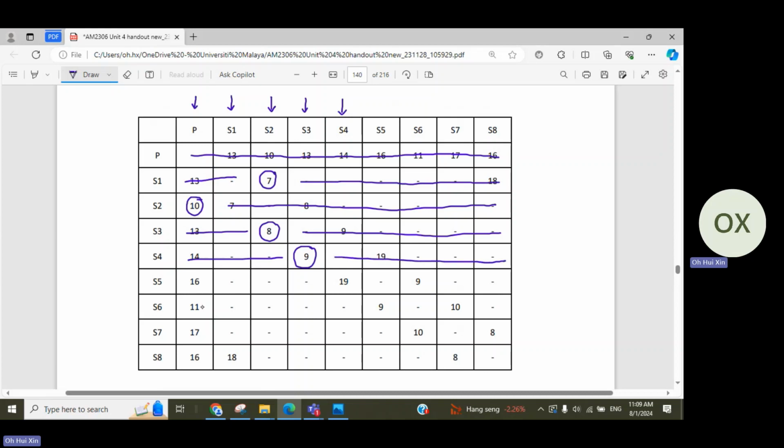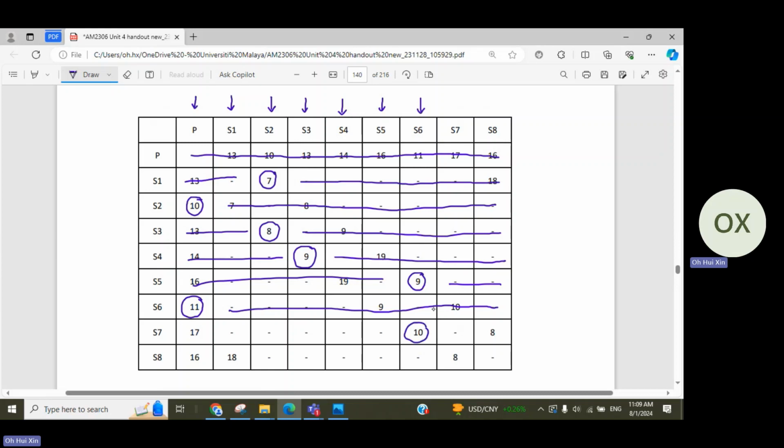Comparing 16, 11, 17, 16, 18, and also 19, the smallest number is 11. 11 brings us to S6. So arrow at S6, then strike off everything for S6. So you are comparing 16, 17, 16, 18, 19, and also 9 and 10 here. Everything that you have put the arrow on, you need to compare. Among all these numbers, the smallest number is 9. So 9 brings us to S5, arrow at S5, strike through the entire thing for S5. Then all these numbers are the ones that we are comparing, because these are all the ones having an arrow.